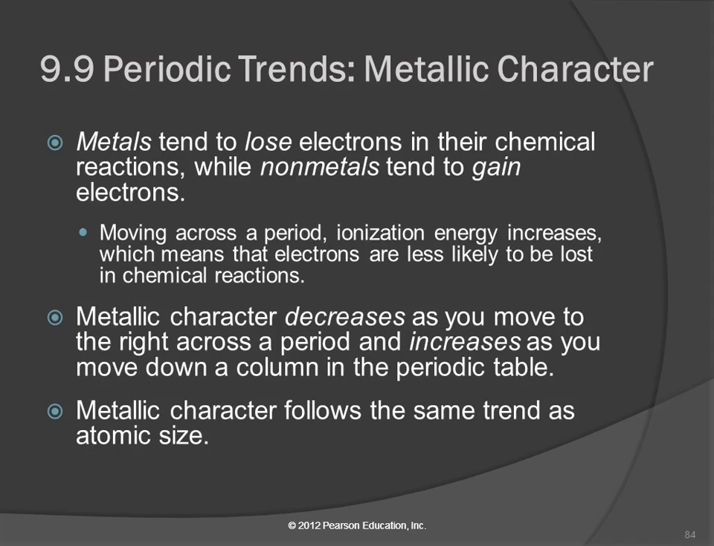When we move across a period in the periodic table, and when they say across, they mean from left to right, we talked about how the ionization energy increases. That means that electrons are less likely to be lost. The metals are on the left side. The metals are more likely to lose electrons. So metallic character, how metallic an element is, decreases as you move to the right across a period, and it increases as you go down. It follows the same trend as atomic size.